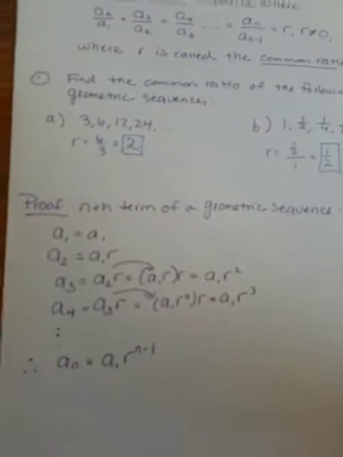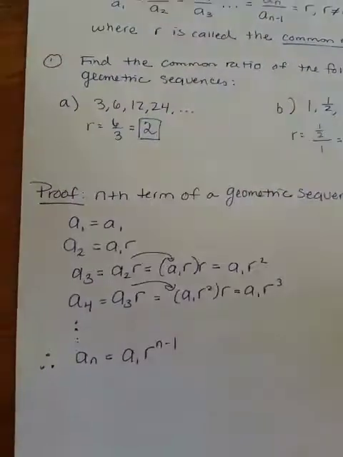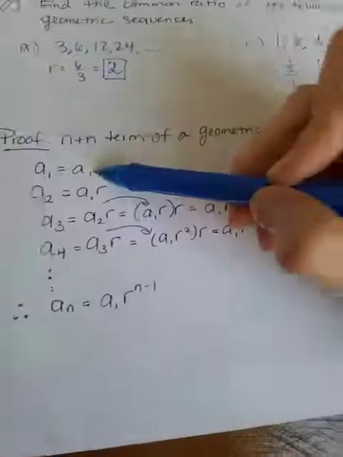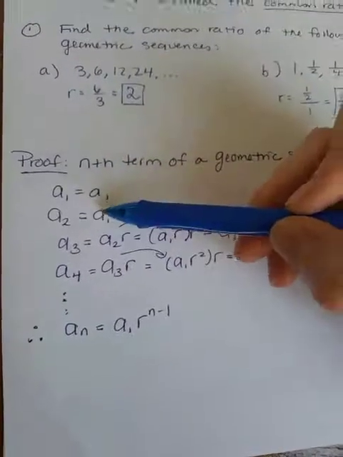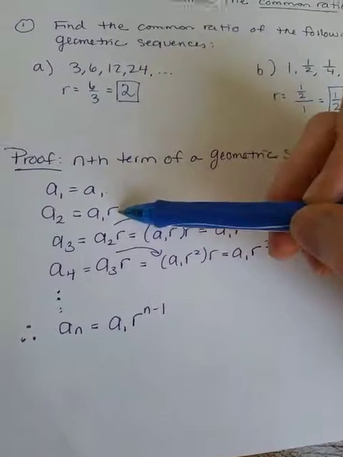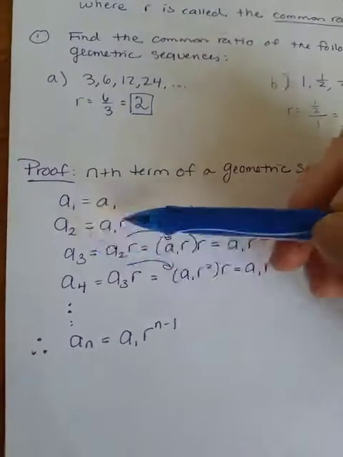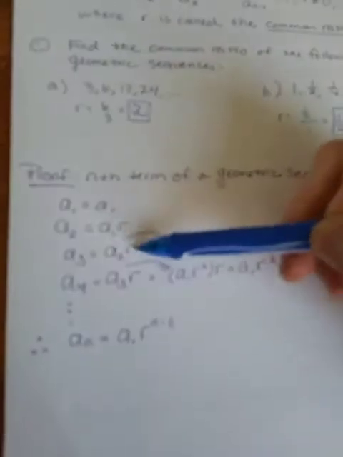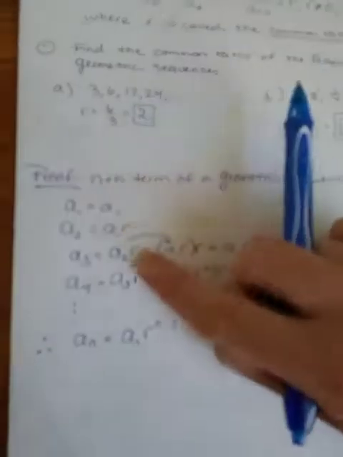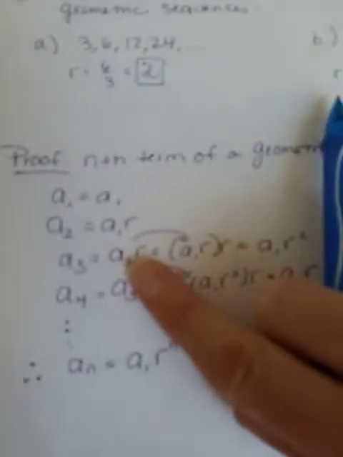Okay, moving on to our proofs, just like I showed yesterday. A proof for the nth term of a geometric sequence. So again, we know that a sub 1 is equal to itself. A sub 2 in terms of a geometric sequence would be a sub 1 times that common ratio R. A sub 3 would be a sub 2 times R. But again, we're doing a proof to show you the derivation of an equation here.